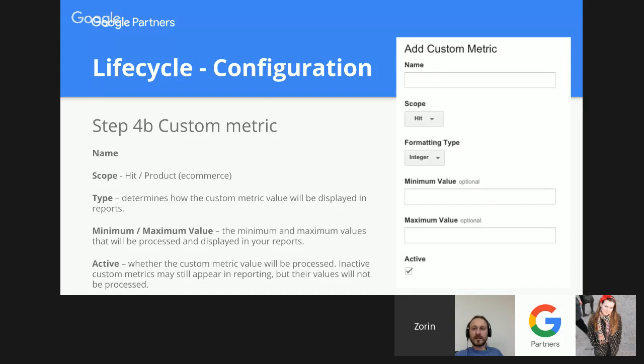Why? Because as in most cases with Google Analytics, once you send something to Google Analytics, you don't have a way to change it. So there is no way to change the data after it's collected and processed. And also you can activate and deactivate the custom metric, and you unfortunately cannot delete it. You can just change it. So as well, be mindful of the scope and of the formatting type and everything else.